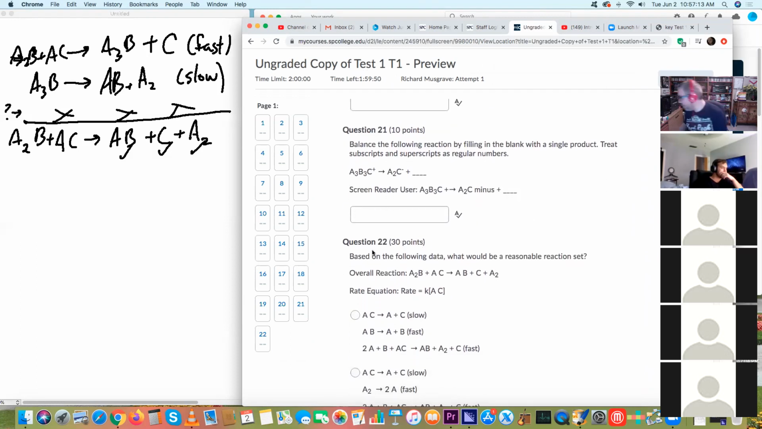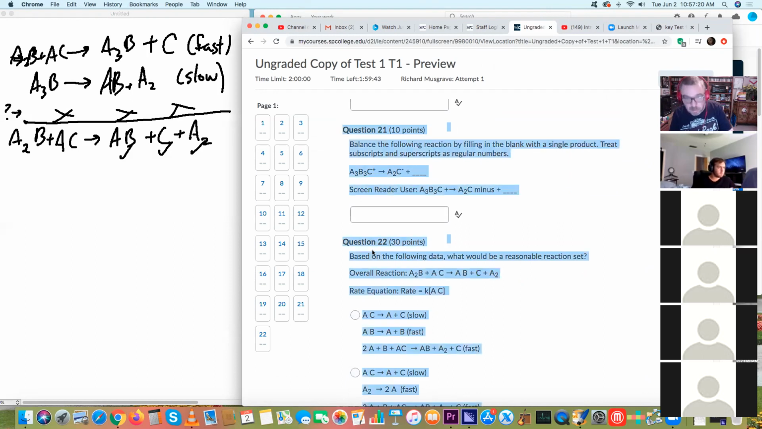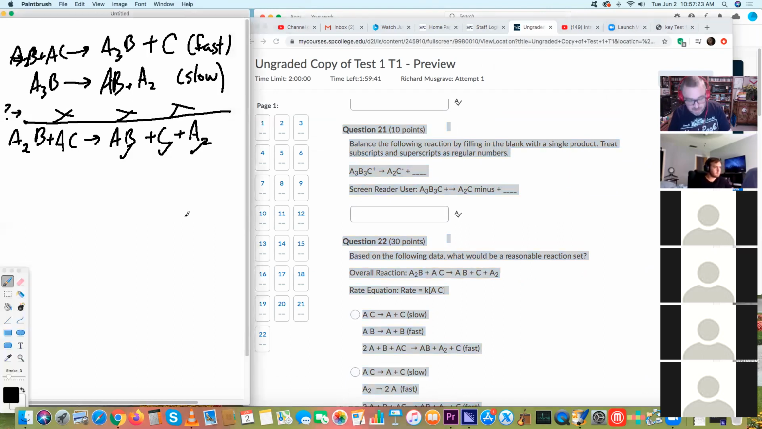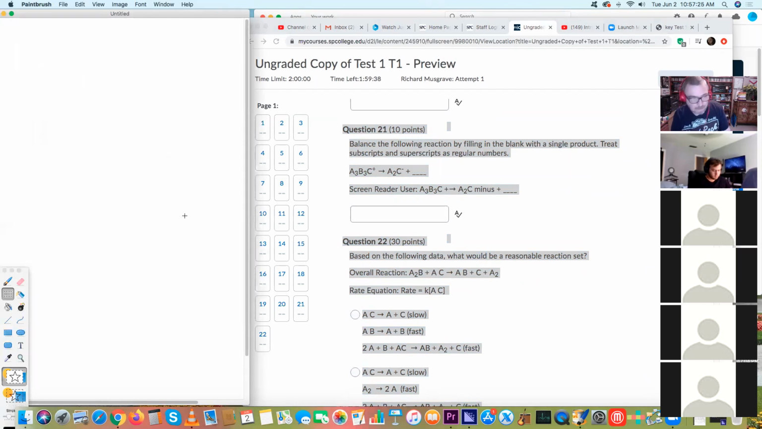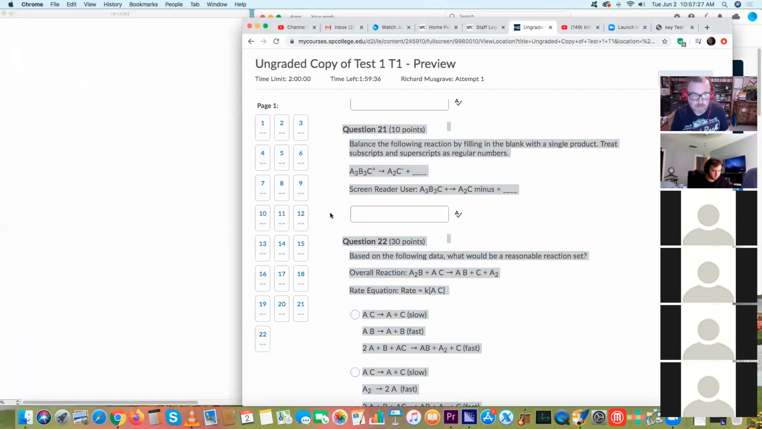Okay. Oh, I like this one because it's a little bit different to the one we just did. So this will be a good contrasting one to what we just looked at.